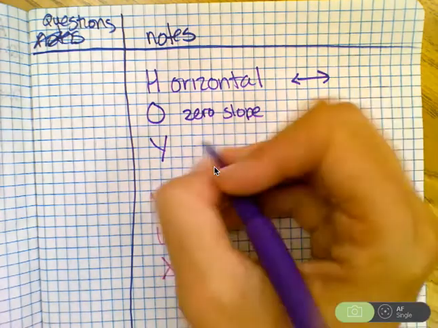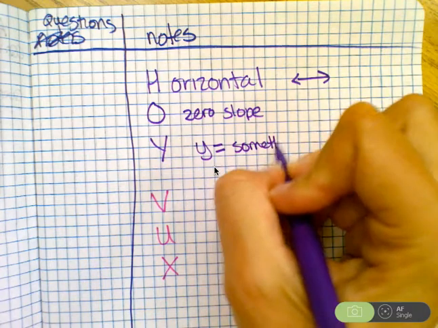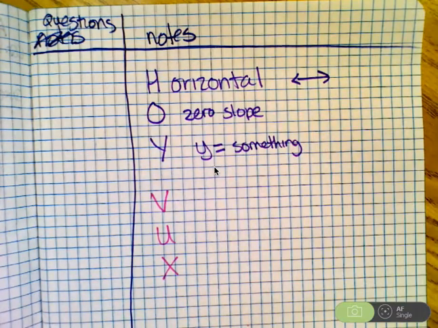And it's Y because the equation is always y equals something. So whatever number your y is equal to, that's how you're going to get the equation of your horizontal line.